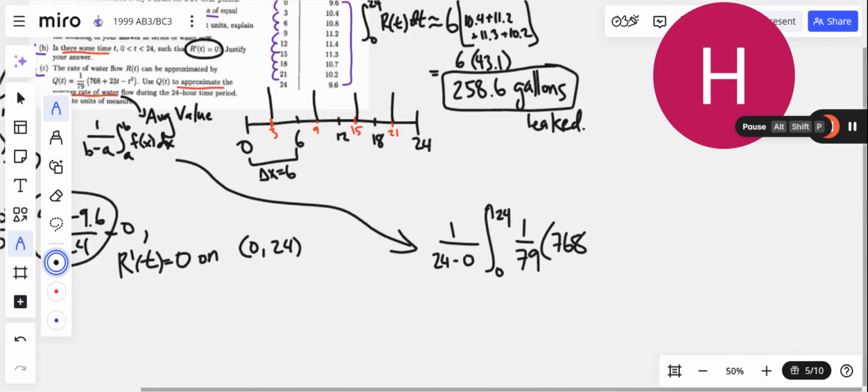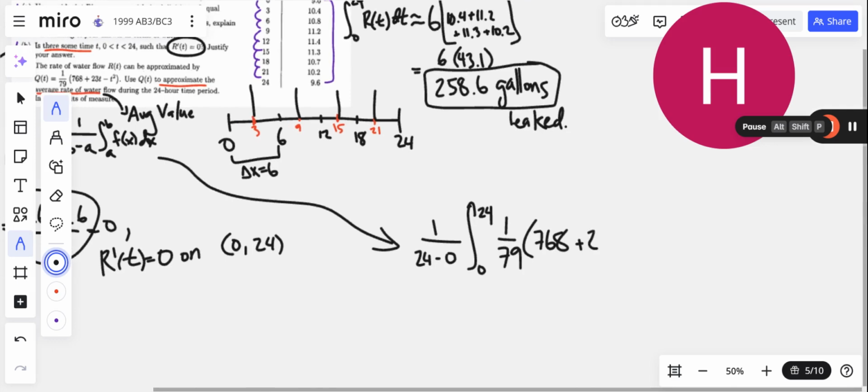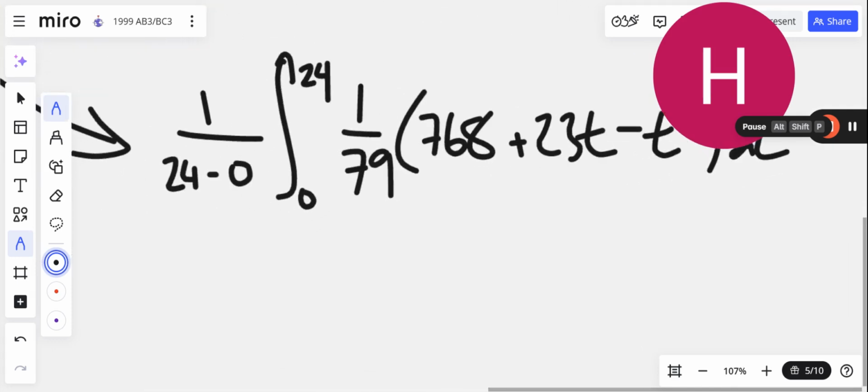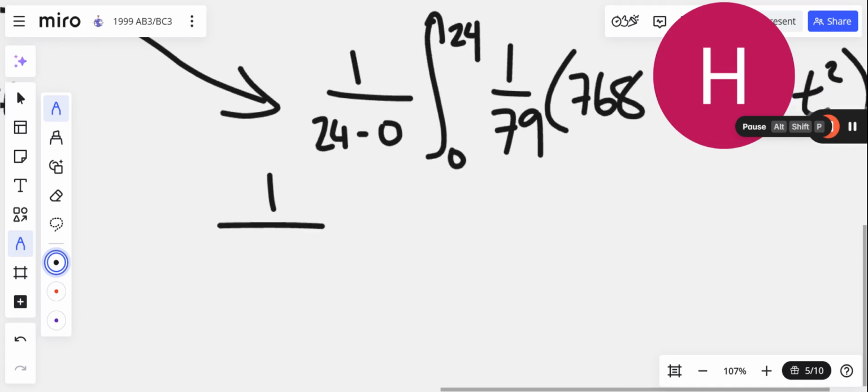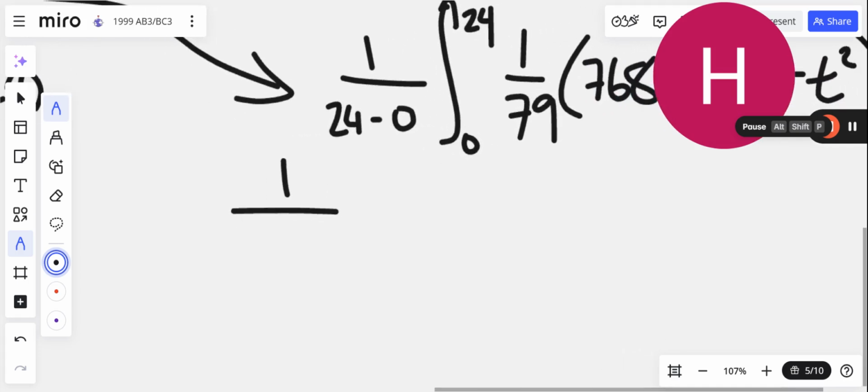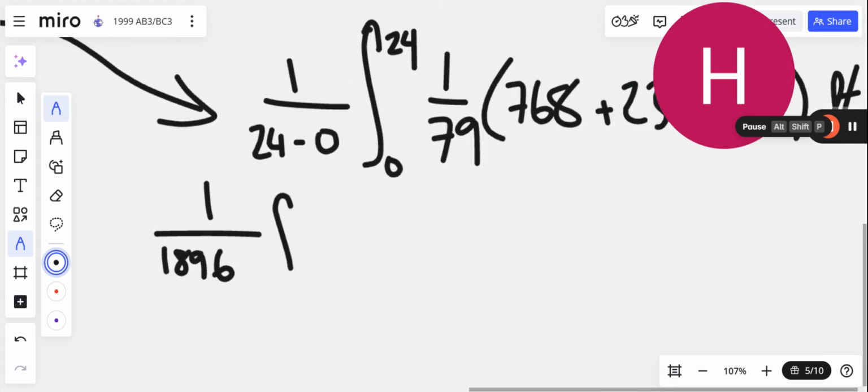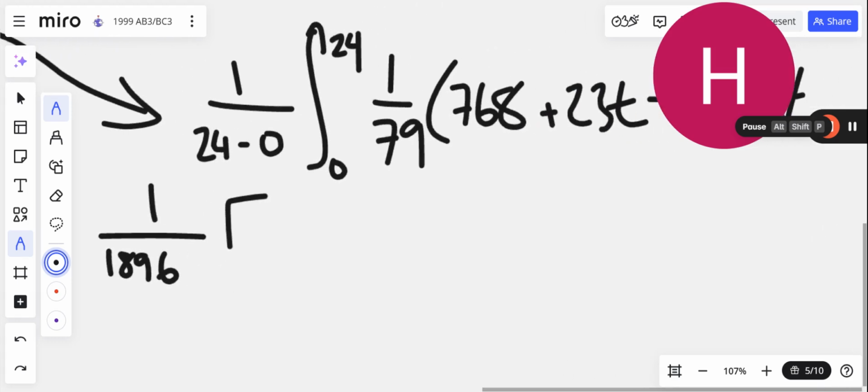768 plus 23t minus t squared. Okay, what am I getting myself into here? Let's take the 79 out. So we're going to pull that all out there. Let's see, 24 times 79, right. 96, 960. 1920 minus 24 is 1896. And then this is going to be an integral, or I guess I can just anti-differentiate it now.